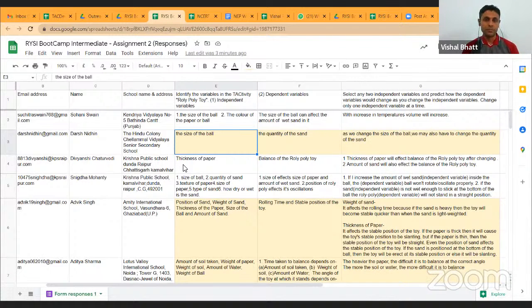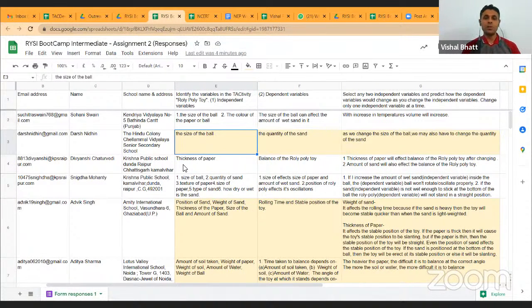It will balance, I think so. And the balance will be same as before, big ball as well as small ball. I think so. Okay. And since you are saying it will balance, what are you actually observing? What is your dependent variable? My dependent variable is the quantity of the sand.